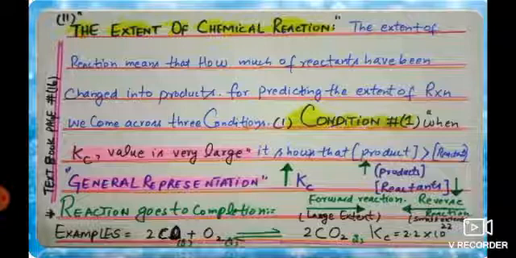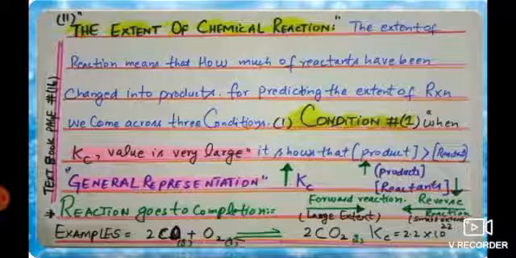Like the reactants are converted into products and the products are converted into reactants at the same rate, and here the concentration will be the equilibrium concentration. Now the next is the extent of a chemical reaction.